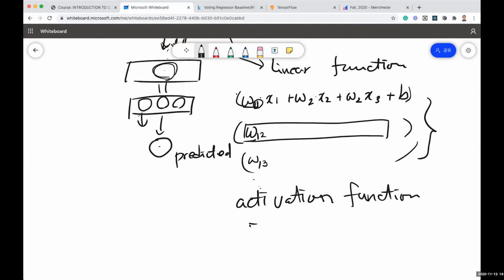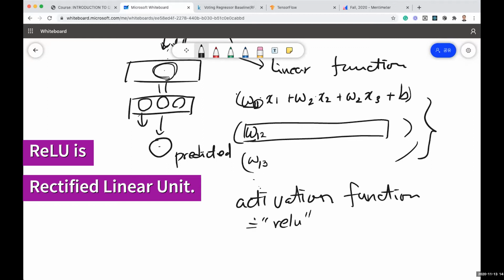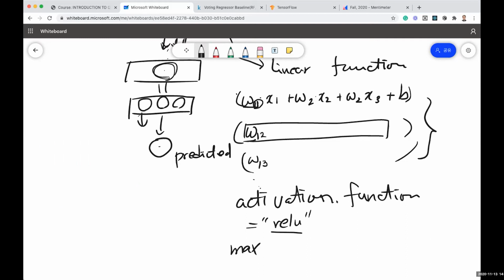But if I add an activation function, say, for example, ReLU, which is rectified, I forgot the name, but you can try to find it in Google. Basically, this is just a max function. So what I mean by applying the activation function to a node is that inside the node, you have a linear function, plus W2X and so on up to some node, and then comma zero is going to be the output of that node if you apply the ReLU on that node.